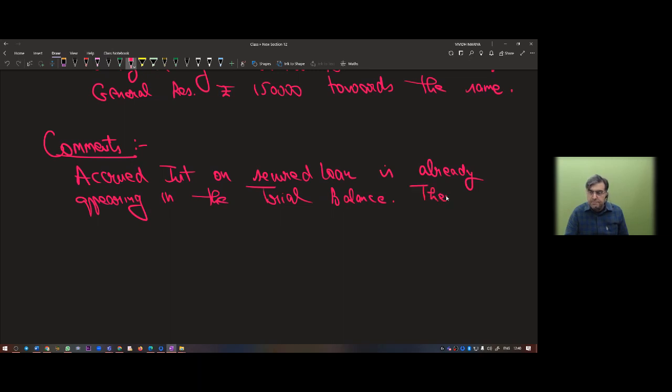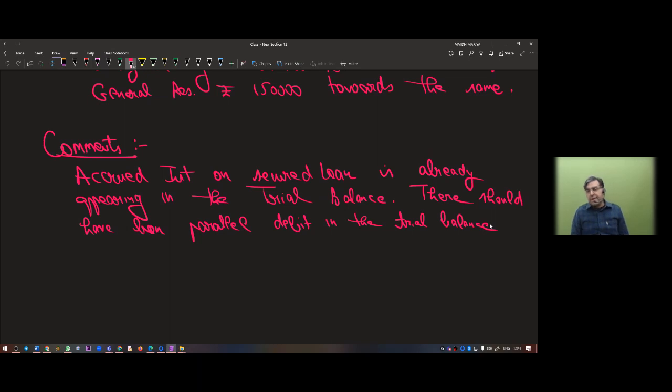There should have been a parallel debit in the trial balance, which was missing.